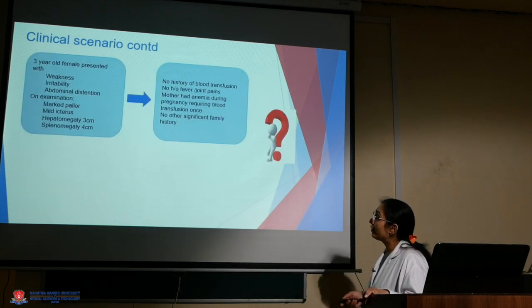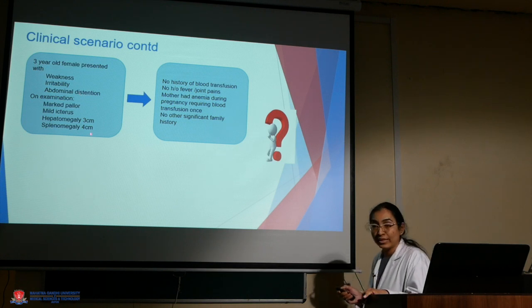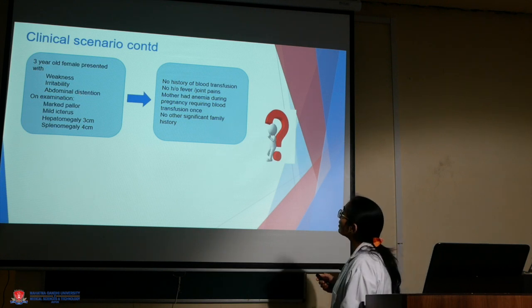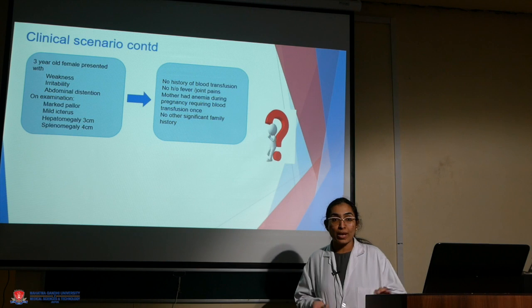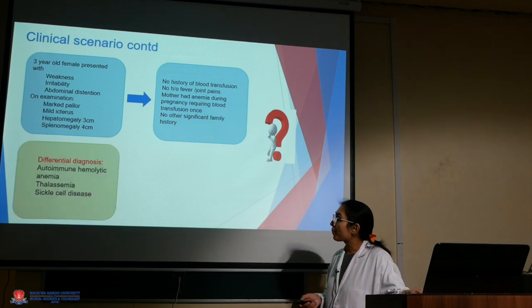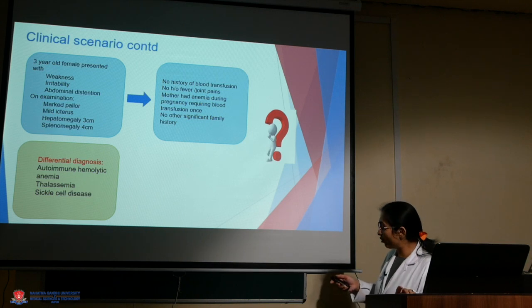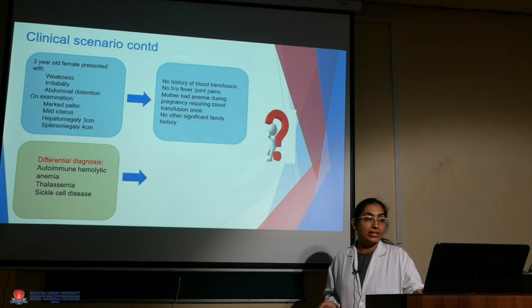So now we continue our clinical scenario. We had this 3-year-old girl with weakness, irritability, hepatosplenomegaly, anemia and jaundice. There was no history of blood transfusion, no fever, no joint pains. Mother had anemia during pregnancy which required transfusion only once. Otherwise there was no significant family history. So what were our differential diagnoses? Looking at the age of 3 years, it could be AIHA, autoimmune hemolytic anemia, thalassemia, or sickle cell disease.